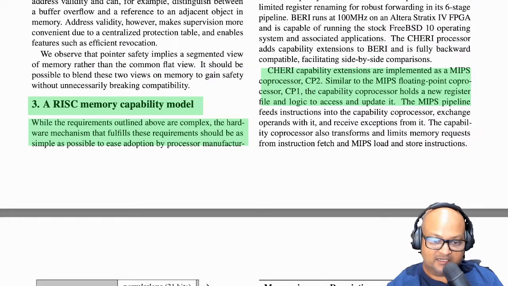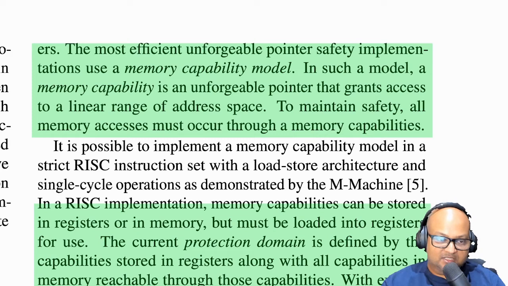That's a fairly daunting set of requirements, but when you're implementing this in hardware, you want it to be as simple as possible so that chip manufacturers can indeed practically put them on their chips. And so what the authors are proposing in this paper is a memory capability model. A capability, simply put, is an unforgeable pointer that grants access to a range in the address space. And then the protection is enforced by having all memory accesses go through these capabilities.